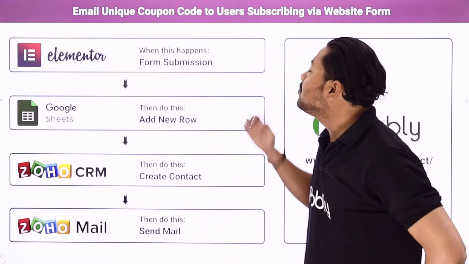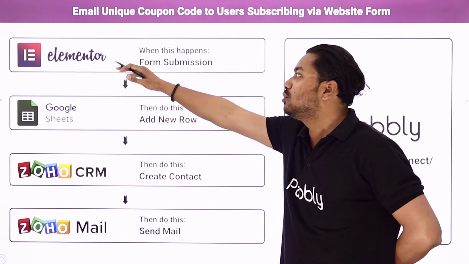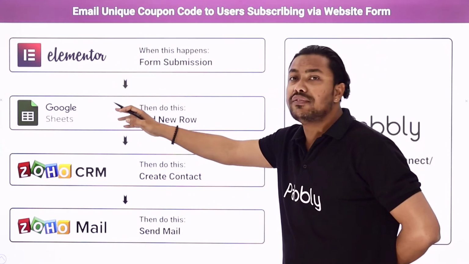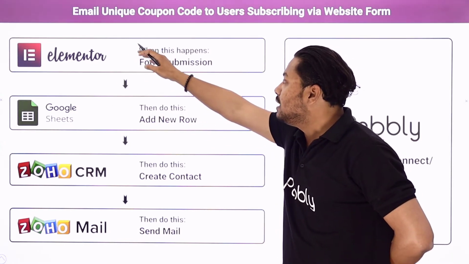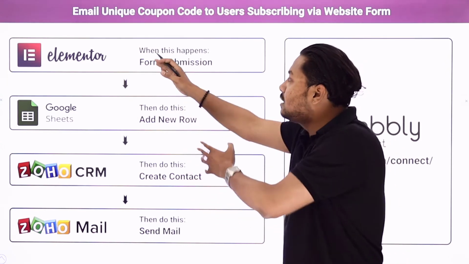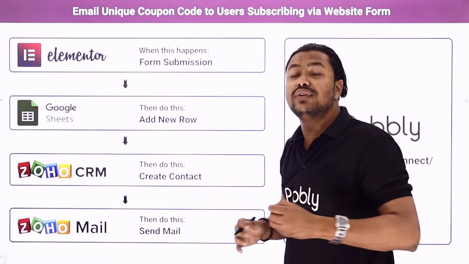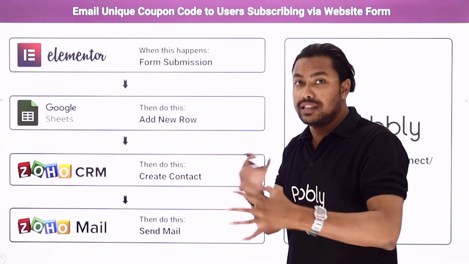So what we are doing, we are first having a form submission through Elementor because we are going to embed it in our website. Then from Google Sheets, as soon as the person does the form submission, the details will be sent to Google Sheets and saved there with the coupon code. How the coupon code will be created, I am going to show you in the video.